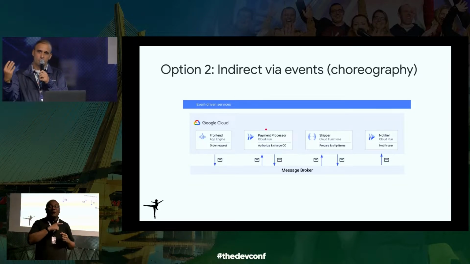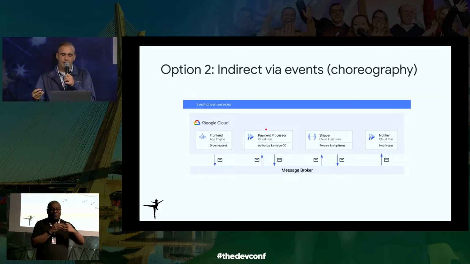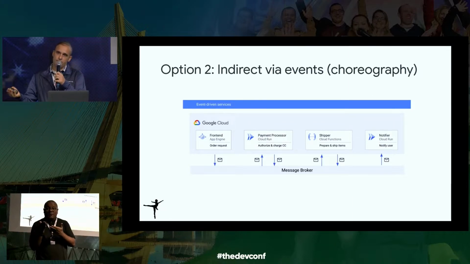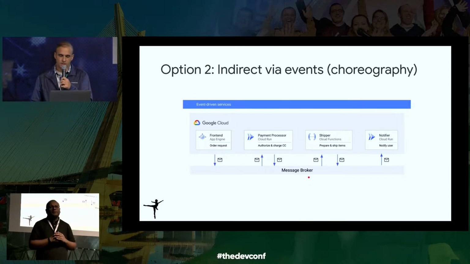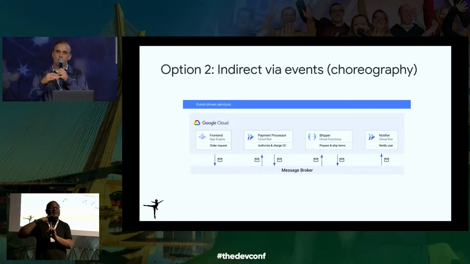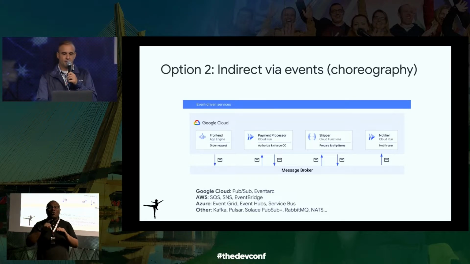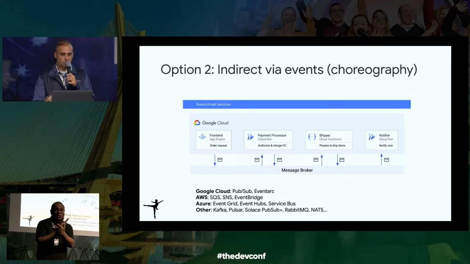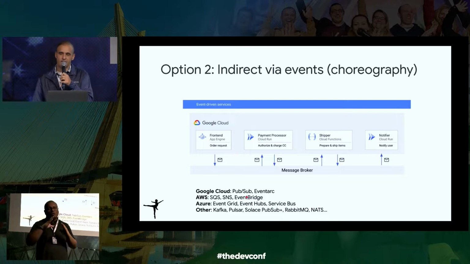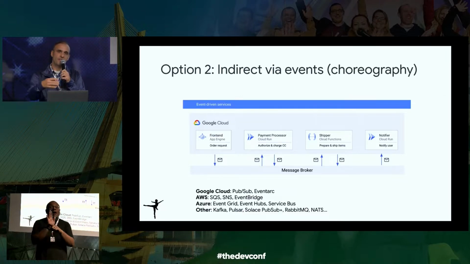Then the payment processor will do its payment processing. And once it's done, it will send another message type, payment processed, that will go to the message broker, and so on and so forth. Now in this model, the services don't know about each other. They don't care about each other. They just communicate indirectly through different events. If you use cloud providers like Google Cloud, AWS, or Azure, there are services like EventArc, EventBridge, or EventGrid, and also open source options like Kafka and RabbitMQ. So there's a lot of technology out there that helps you use event-driven architectures.